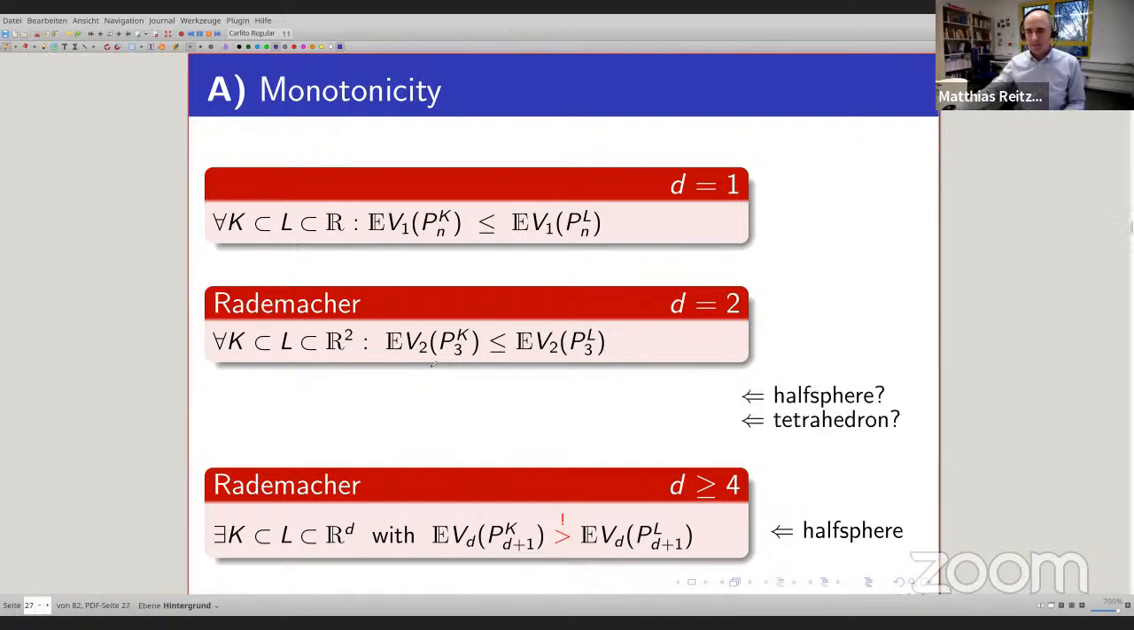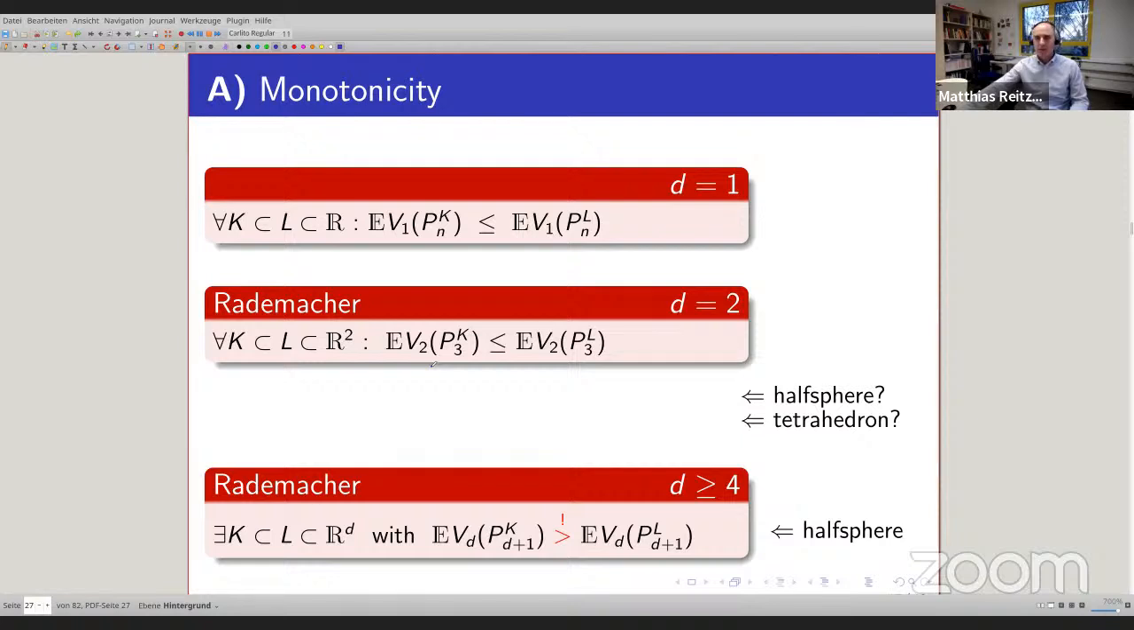Then the case d equal to 3 was missing. The method of Louis Rademacher did not work in dimension 3. In dimension 3, you just get equality for both cases. There's a conjecture that even there, the half sphere is a good example, but the method does not work. The second possibility for a good underlying convex set, which could disprove monotonicity, was the 3-dimensional tetrahedron. So the question is, can we prove something about the 3-dimensional tetrahedron?